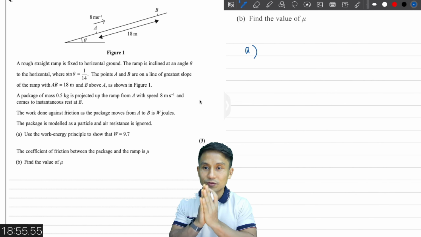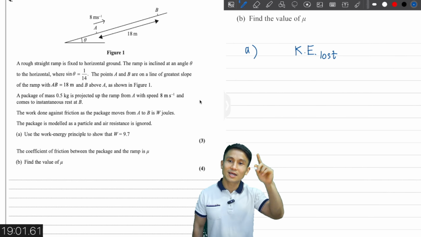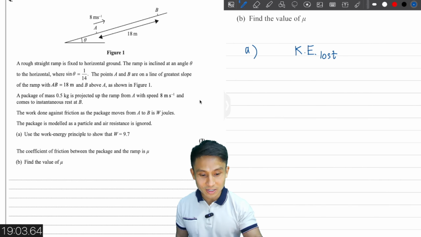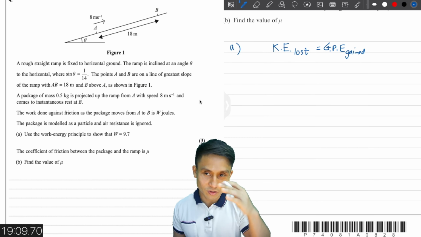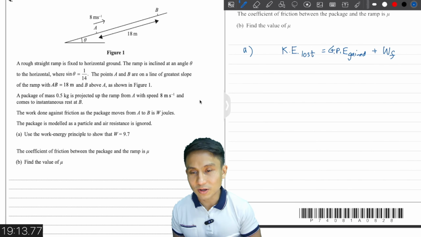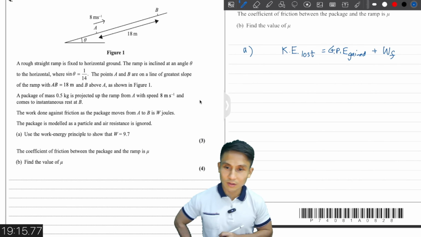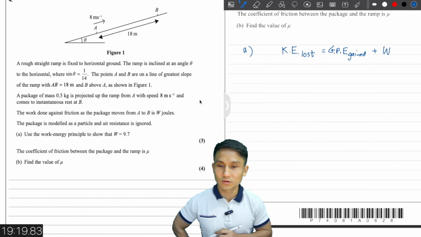It's moving up with some kinetic energy, so the lost energy will be kinetic energy. You are losing kinetic energy from A to B, and you're gaining GPE as you go up. Sometimes it's the other way around; if it goes down, then it would be the other way around. And then you also do work against the friction there. We will just call it W because they use W.